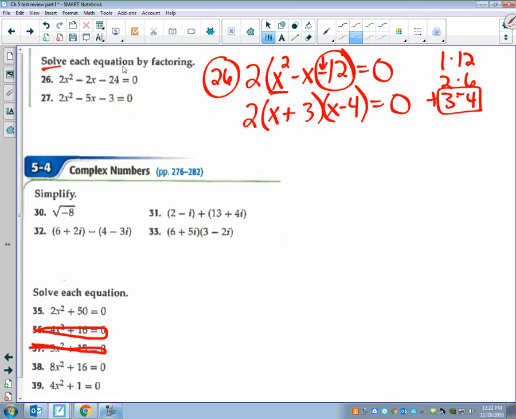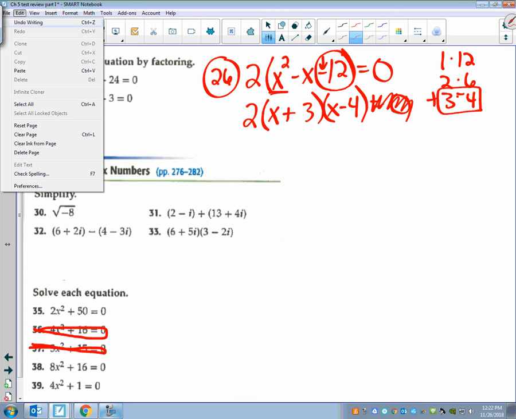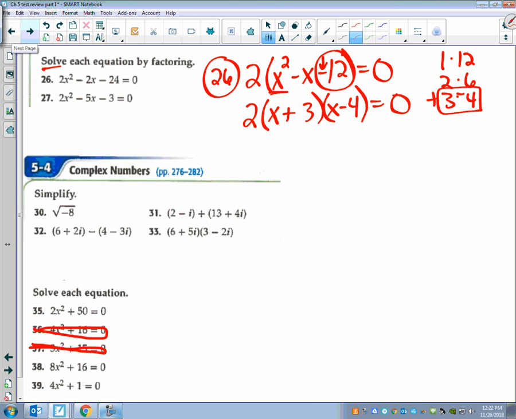If the direction said factor only, if there was no equal sign here, that's it. That's the factors, right? But since this says to solve it, now we set each part equal to 0. Well, this 2 out front doesn't have an x in it. So like if you set that equal to 0, that doesn't equal anything. So if there's ever a GCF out front that's a number, you can just ignore it. Then you're going to set this equal to 0.